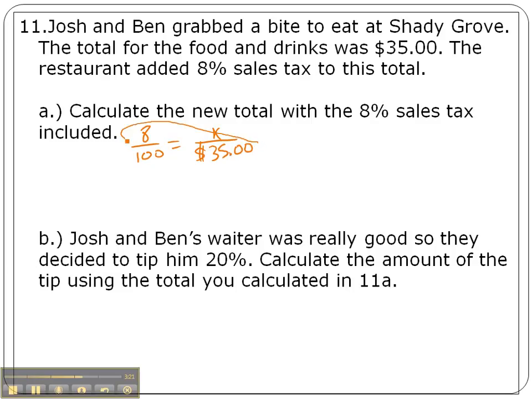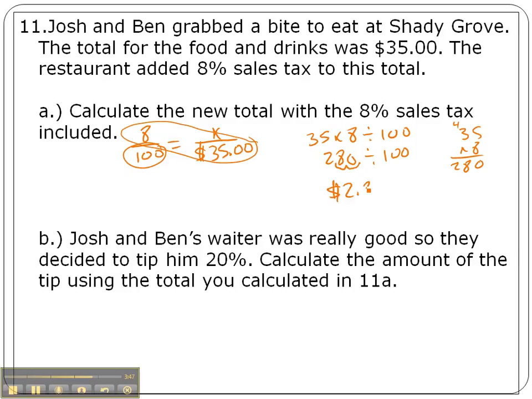Using bat and ball, multiply the bat and divide by the ball. 35 times 8 divided by 100. 35 times 8, 5 times 8 is 40, 3 times 8 is 24, plus 4 is 28. So 280 divided by 100. If we divide by 100, we can move the decimal place 2 places to the left. 1, 2, and we get $2.80.